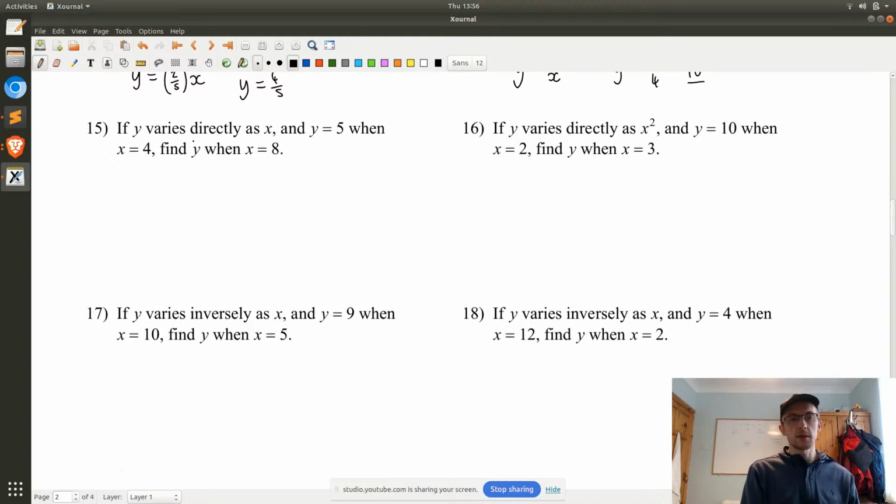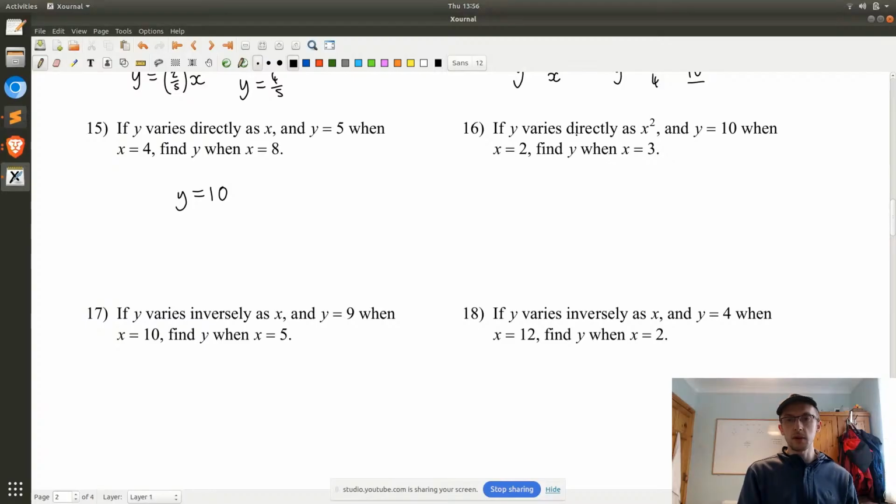Here, if y varies directly as x and y equals 5 when x equals 4, find y when x equals 8. So because it varies directly, and all we've done is just double x, then y would have to be 10, regardless of what the constant of direct variation is.